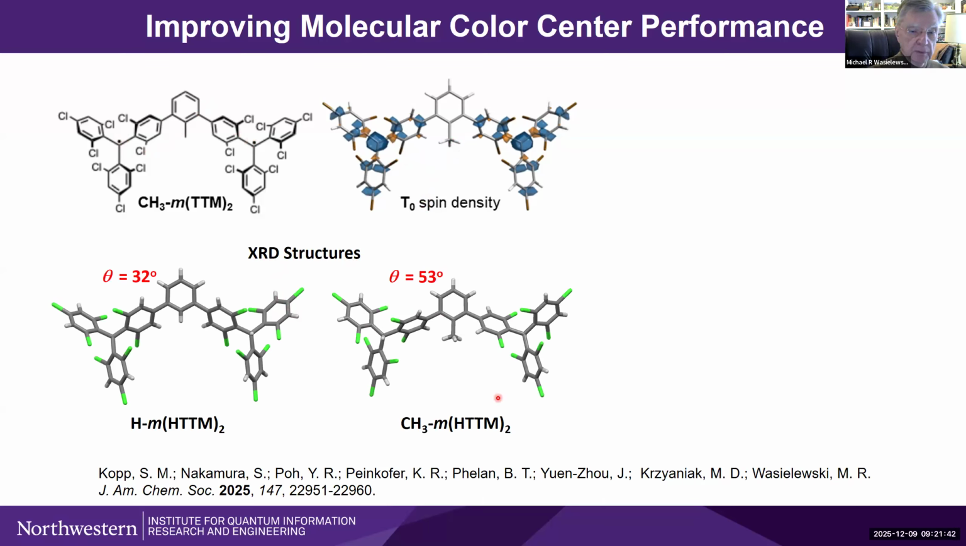And so both of these structures we measured, and so consequently, in the original molecule, we had a dihedral angle between these two phenyls of about 32 degrees, but sticking the methyl group in between really gives us more steric encumbrance and results in about a 50-degree change.